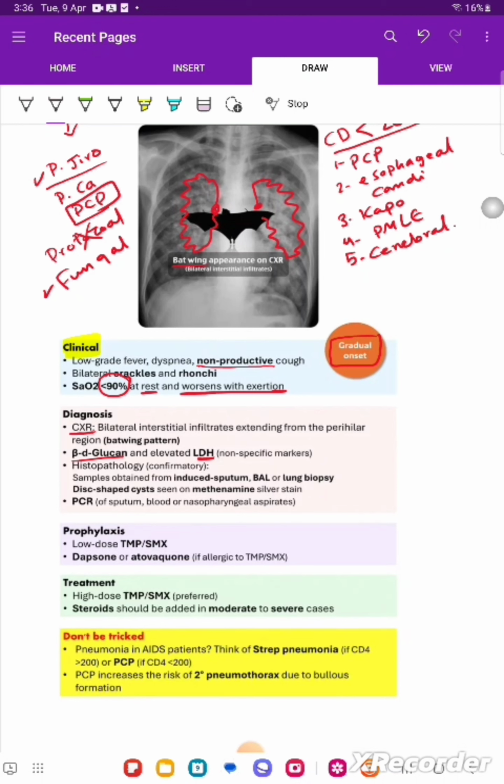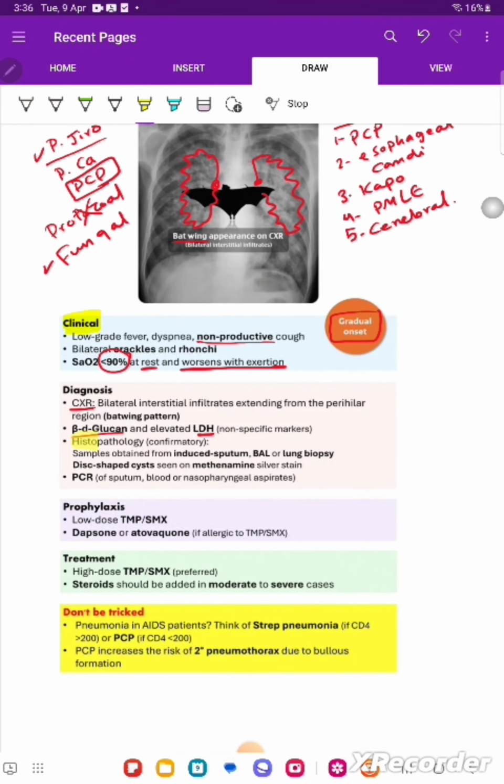So what's diagnostic in PCP pneumonia is histopathology. Histopathology is confirming, meaning that we should obtain a sample and do a test on this sample. So the sample here, we can obtain via induced sputum. This is very important, because he can give you an exam scenario and ask you what's the preferred method to establish the diagnosis. In this case, it's induced sputum. Other types are bronchoalveolar lavage or even lung biopsy. And induced sputum is more sensitive than normal sputum or spontaneously obtained sputum from the patient.